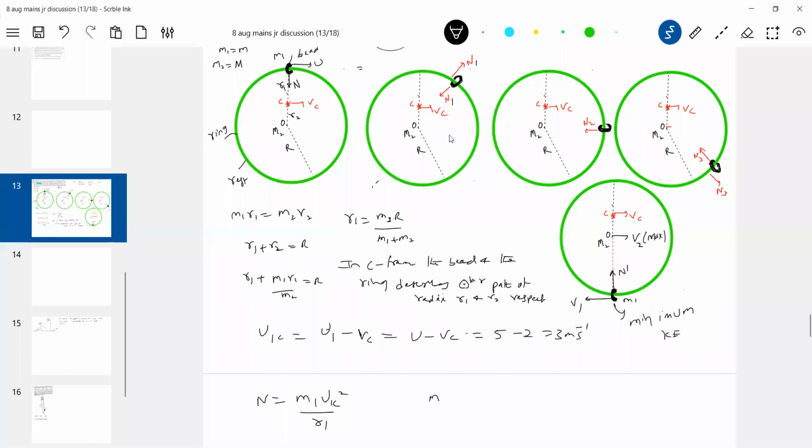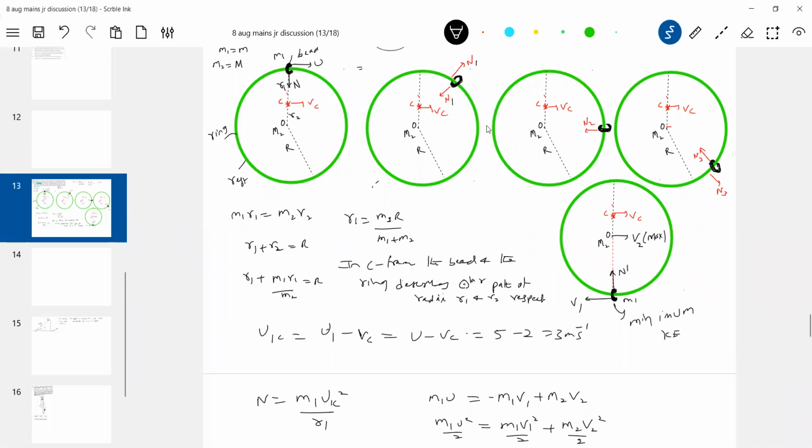So I'll apply conservation of momentum. See, net force acting on the system will be 0, no? So M1U equals minus M1V1 plus M2V2. Then M1U square equals M1V1 square plus M2V2 square. Check it, you'll get the required answer. So here the bead will have minimum kinetic energy. It happens minimum only here. So again, it's oscillatory motion.